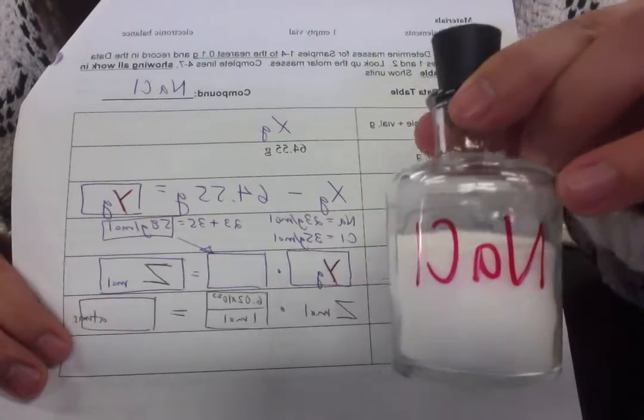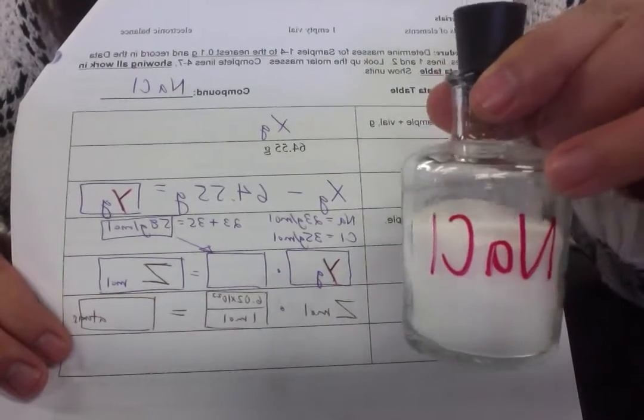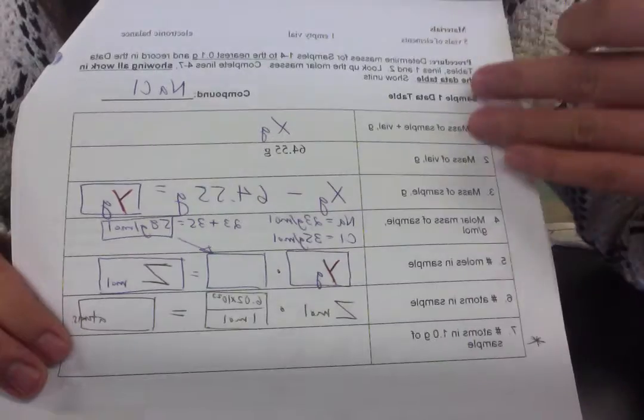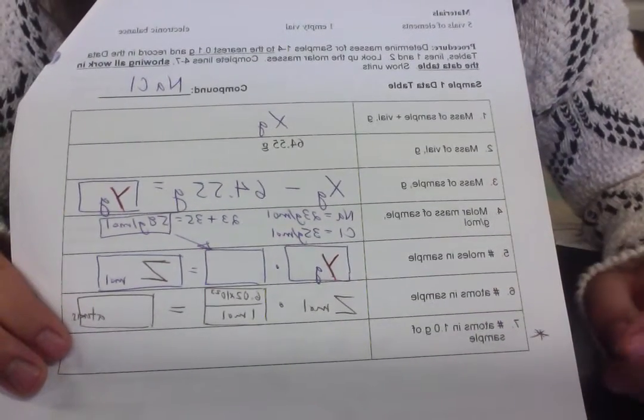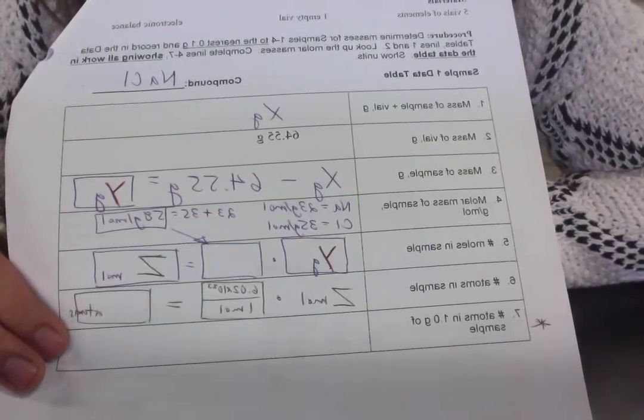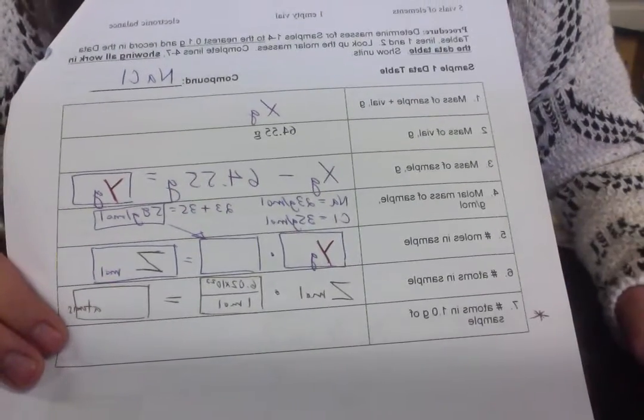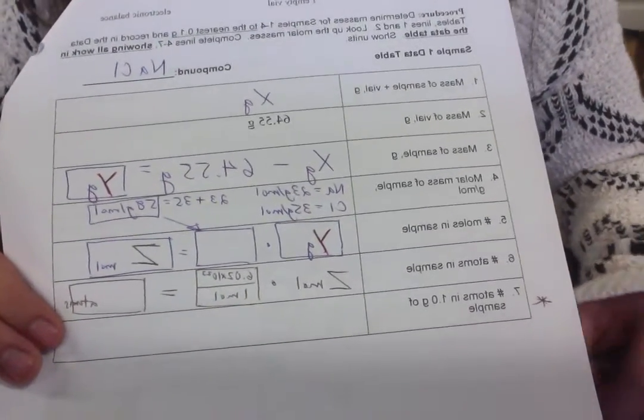Once you're done measuring the mass of this, go ahead and return it to my desk, and then after you've done all the calculations, you can move on to sample 2 and grab another one from my desk. Right? Only take one at a time because I have a very limited supply.